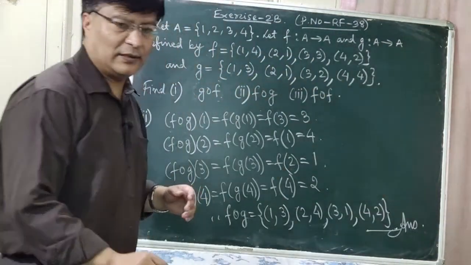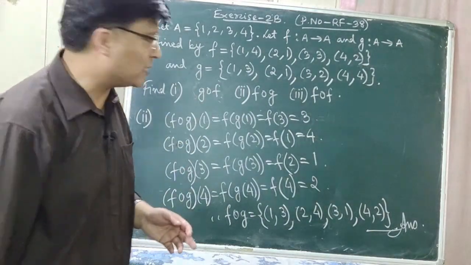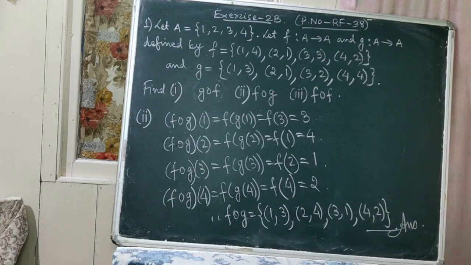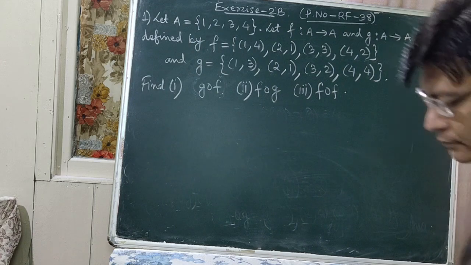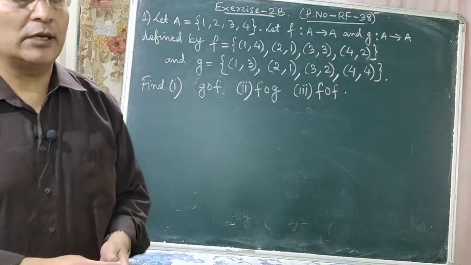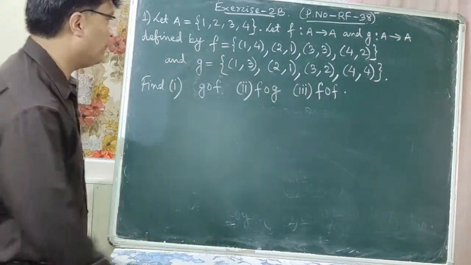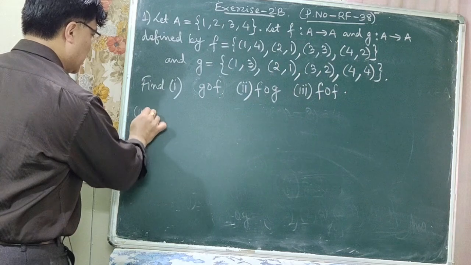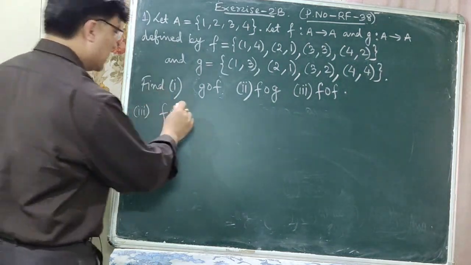So this is your final answer. So I think you have understood it. You can copy it. Now we'll do the next problem, that is number 3. So now we will find out, this is number 3, fof, right? So number 3 is fof. That means you have to find out fof.